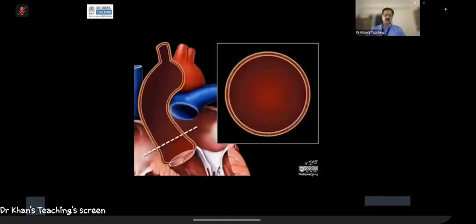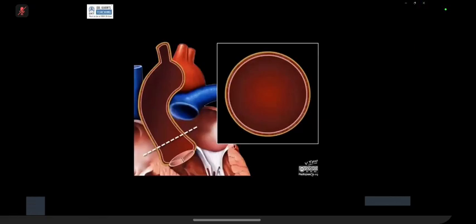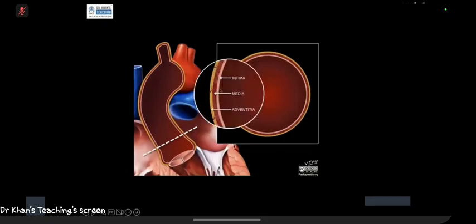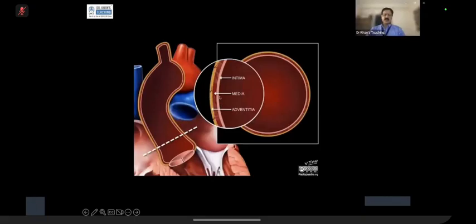Three pathologies. Now, aortic dissection. This also tells you the pathogenesis. I think this is a beautiful way to learn, and these are absolutely brilliantly made diagrams from Radiopaedia. Now, if you see here, these are the three layers of the aorta. Intima is the inner layer, this is the media, and this is the adventitia.